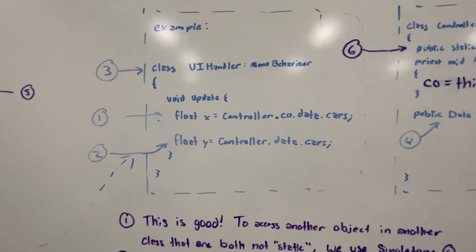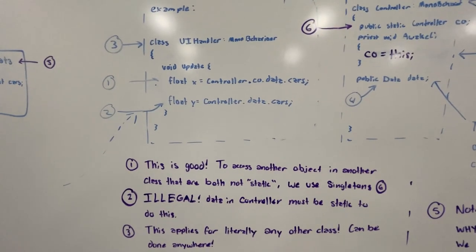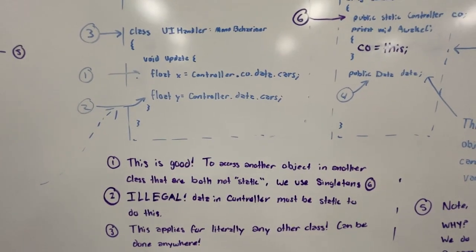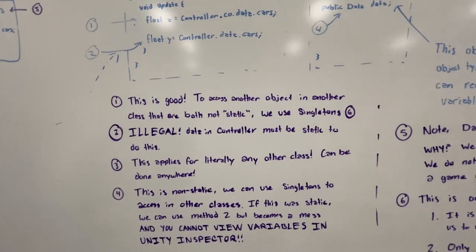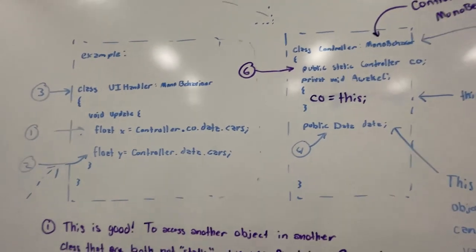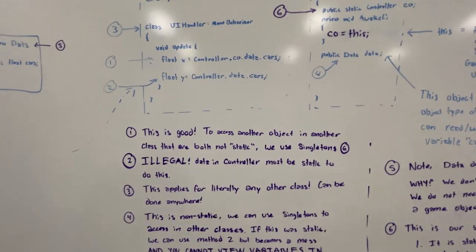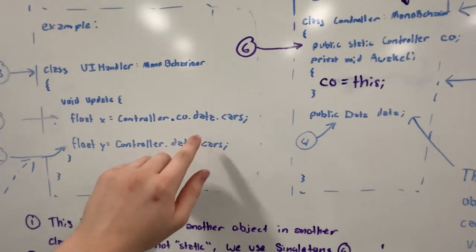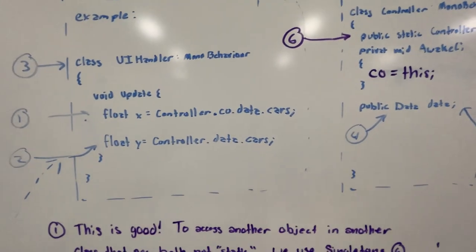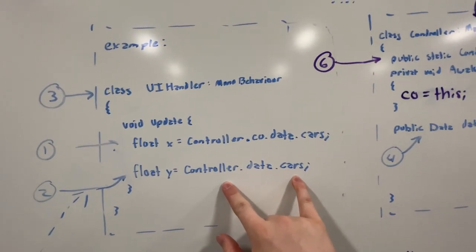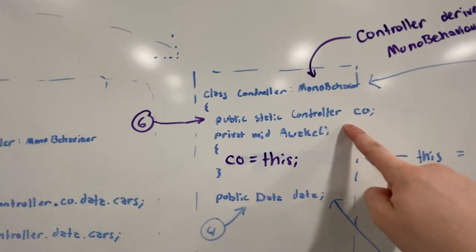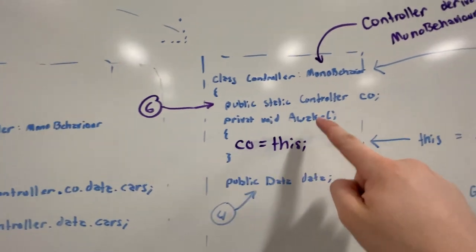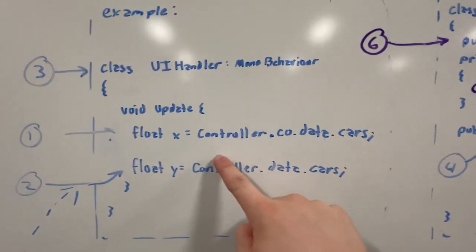And I want to note for number three that this applies for literally any other class, and this can be done anywhere else. This could be done in your settings class, achievements, etc. So for point four, data right here is not static. So we use singletons right here in order to access this non-static variable. And we have to do this because if we don't have a singleton, we can only access static variables like this. So we create a static object or a singleton to bypass that. And since data is inside a controller, which is inside of this static object, this is perfectly legal.